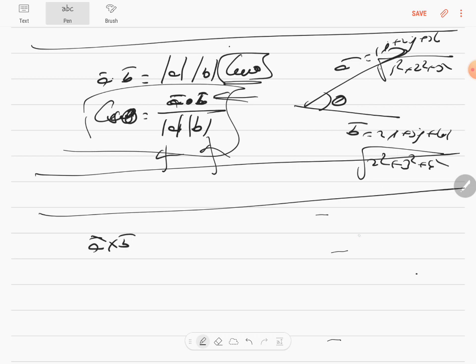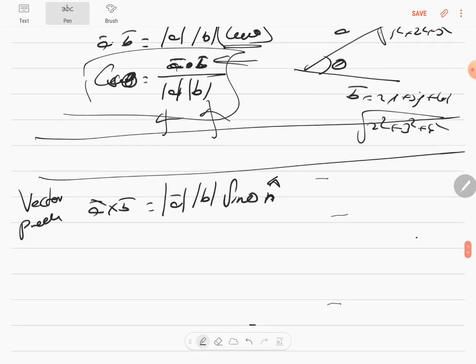First of all, you should understand this. The formula for this is magnitude of A into magnitude of B into sine theta. A cross product is a vector product. Therefore, you have to continue writing an n cap to show that it still retains its vector form.